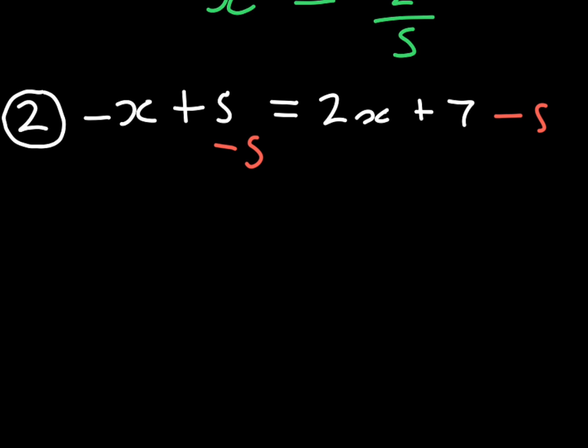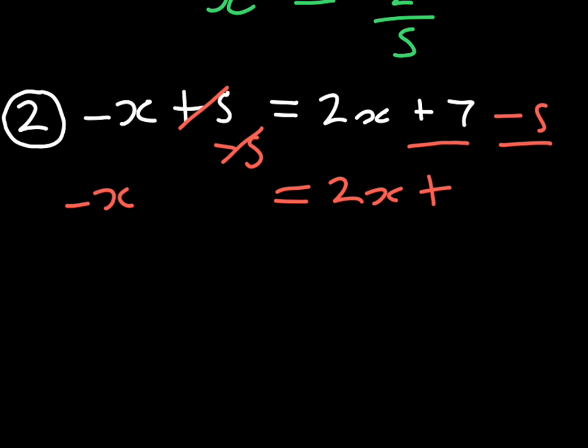So if we have minus x plus 5 minus 5 on the left hand side, the plus 5 and the minus 5 cancel, and we are just left with minus x on the left hand side. On the right hand side, we have 2x plus 7 minus 5. We all know that 7 minus 5 is 2, so we are left with a 2 there. And remember, it's positive 2 because it was positive 7 minus 5. So we got plus 2. Now we've moved all the constants over to the right-hand side.